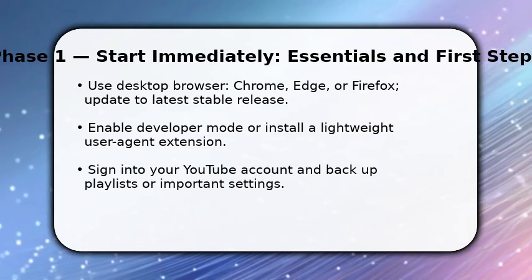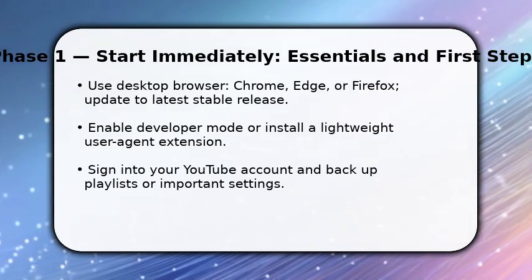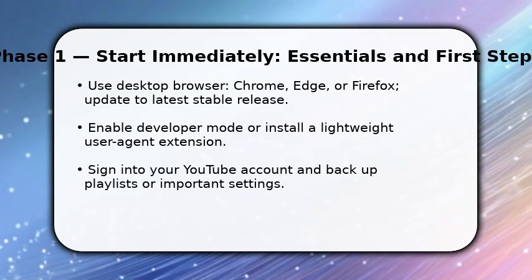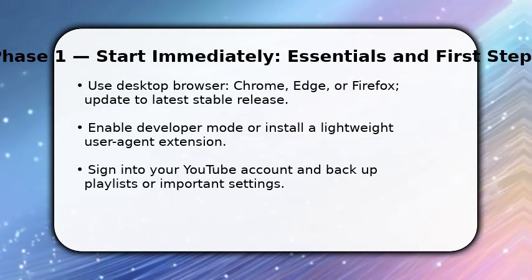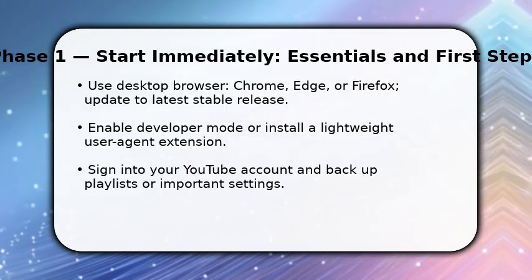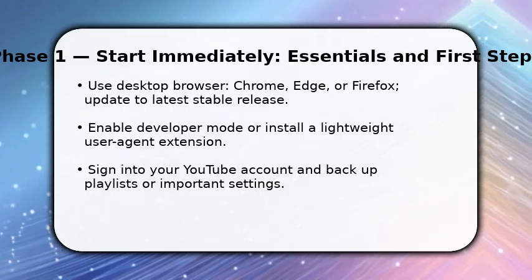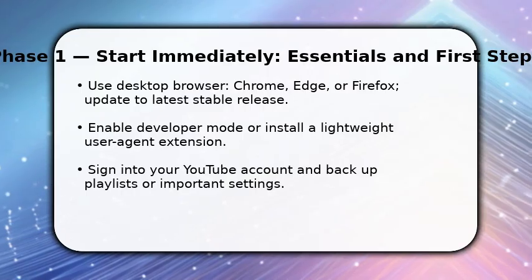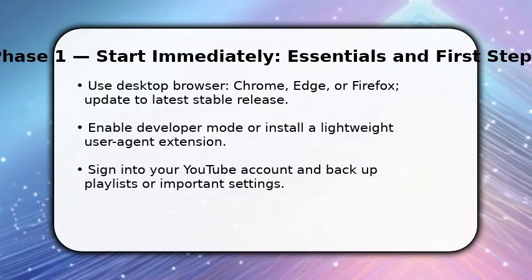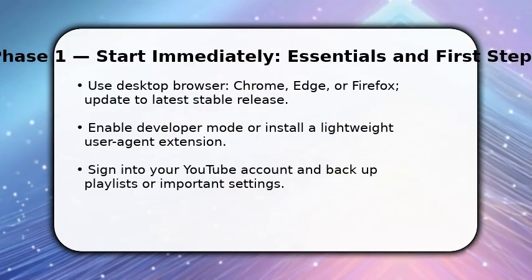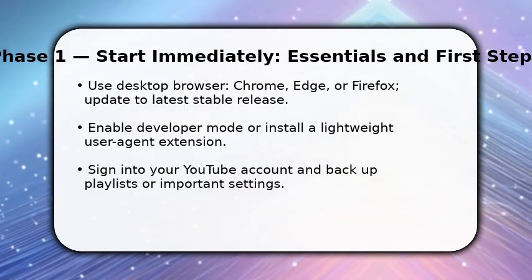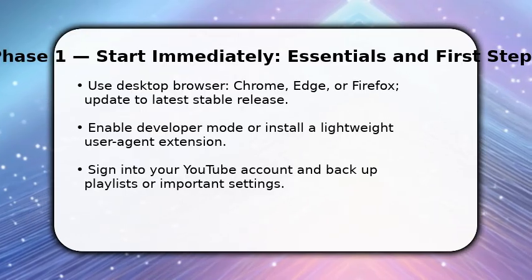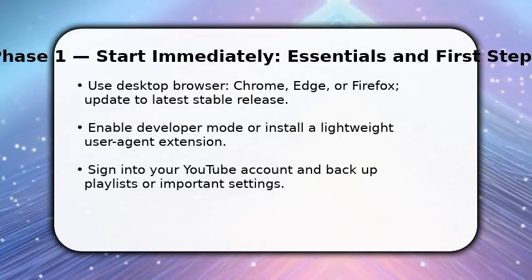Enjoy the video. You start by getting the tools in place. Open your desktop browser, sign into YouTube, and make a quick backup of any playlists you care about. Next, install a user agent switcher or enable the developer tools toggle. Once done, set the user agent to an older browser version. This tricks YouTube into serving the legacy interface. Make sure to keep developer mode visible. You'll need it for the next steps. Don't skip the backup. It saves time if anything resets.